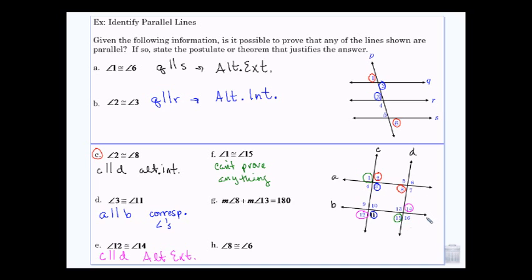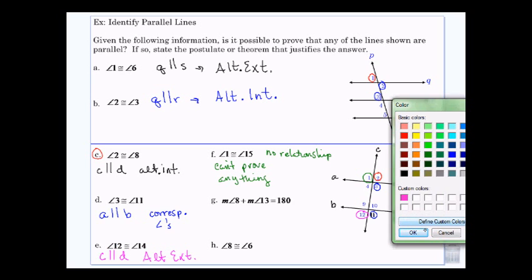Because they don't touch the same line ever. So they can be congruent all they want. It doesn't tell me anything because they have no relationship. You have to be touching the same line to have a relationship.